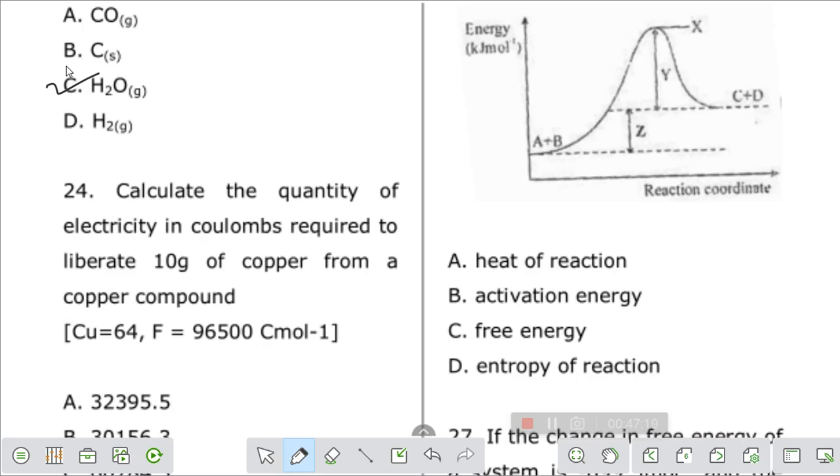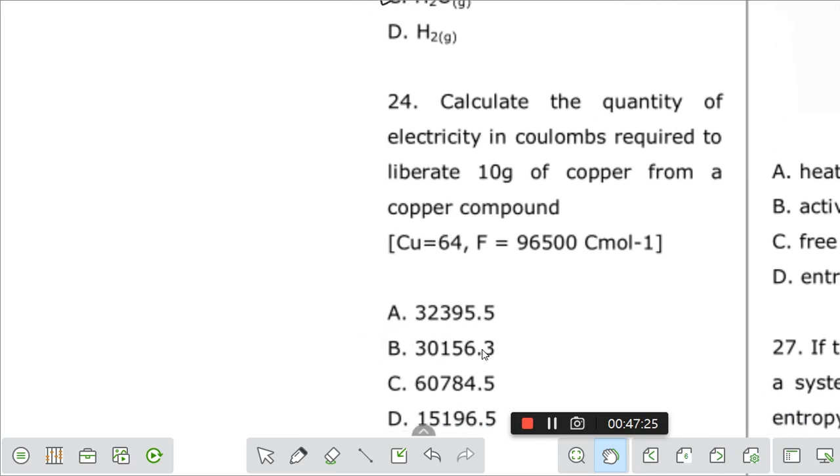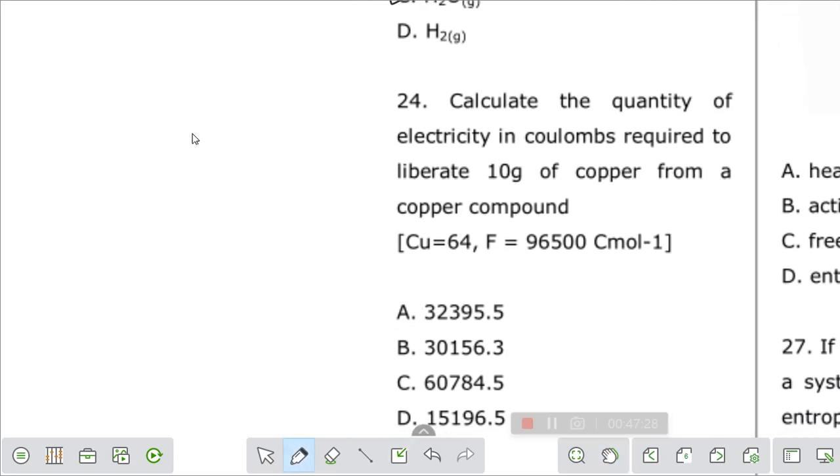So calculate the quantity. This is a question on electrolysis. Calculate the quantity of electricity in coulombs required to liberate 10 grams of copper from a copper compound. So look at this. Copper is 64. They said calculate the quantity of electricity. So this is just the formula. Q is equal to M. Now what does Q represent? When I was teaching you, Q represents the quantity of charge. They said we should find the quantity of electricity in coulombs. So this is what we are looking for, right?